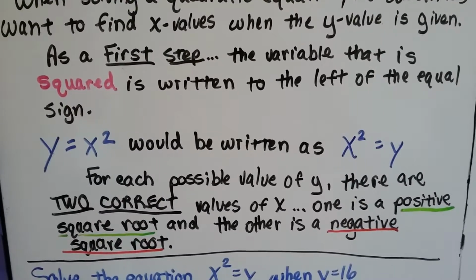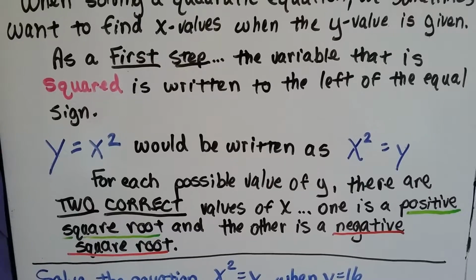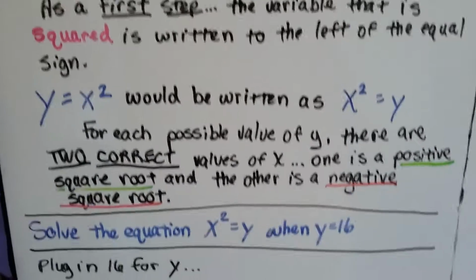For each possible value of y, there's two correct values of x. One's a positive square root, and the other's a negative square root. Two answers, two correct values.